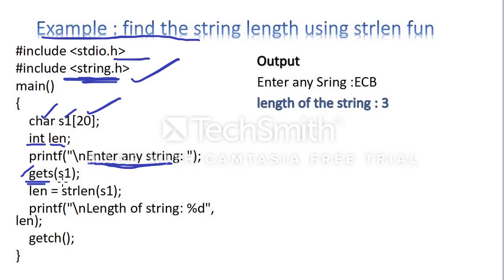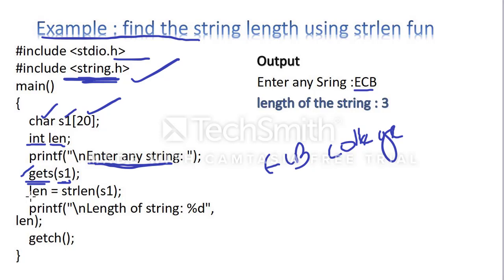So I am taking s1. What does s1 contain here? For example, I enter ECB, so s1 consists of ECB. Otherwise you can give ECB space college. So gets holds the string ECB college.